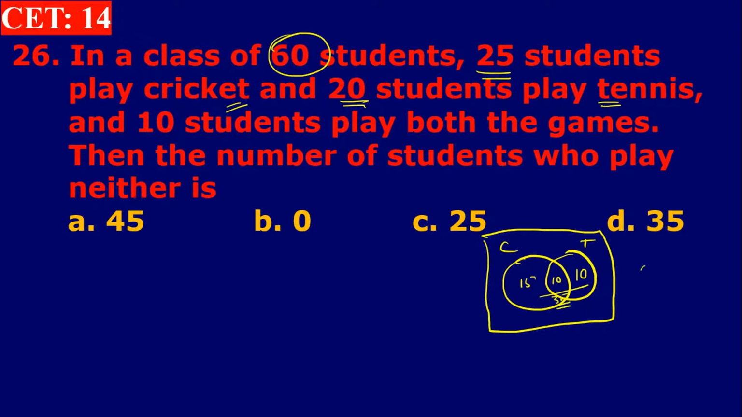So out of 60, 35 play cricket or tennis. Remaining is 25. So 25 students will not play cricket and tennis. We write 25 outside these two circles. Therefore it is option C.